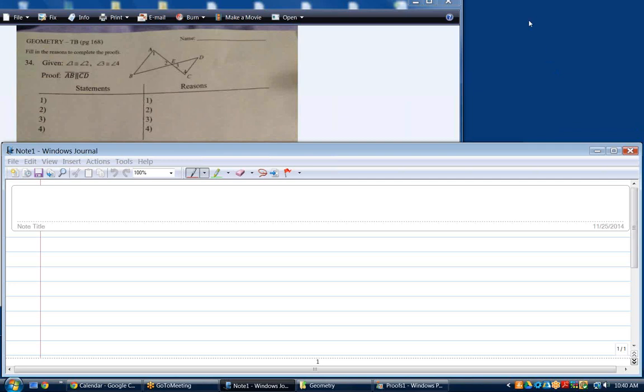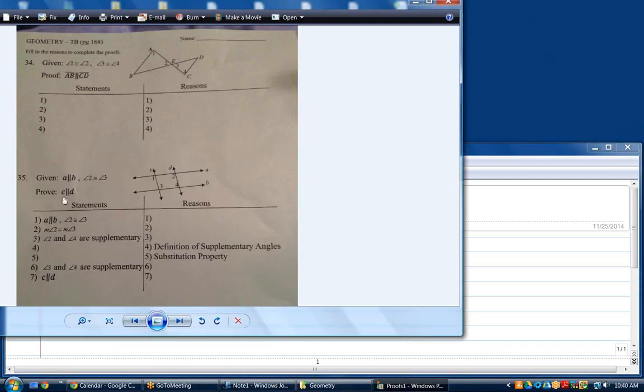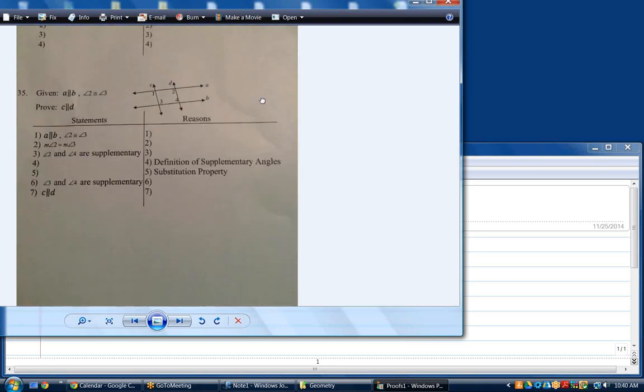When they have some of it filled in. In other words, in fact, let's look at 35. Let's start off by doing 35. It makes it a little easier to grasp the concept, and then we'll go back and do 34.